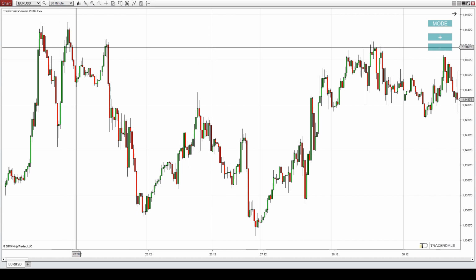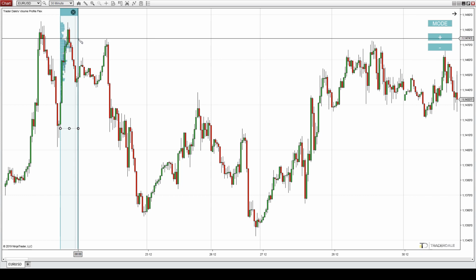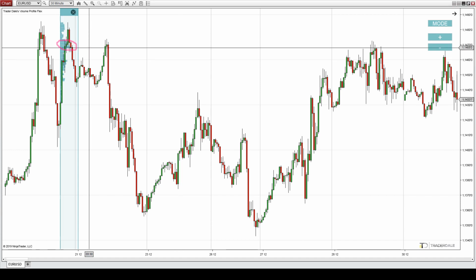So let's use the flexible profile over the rejection. Heaviest volume cluster within this area is pretty clearly this one. So you draw a line there, you wait for a pullback. When the price hits the level, you go short. All right, so another winner there.